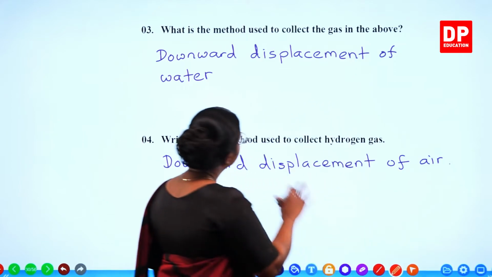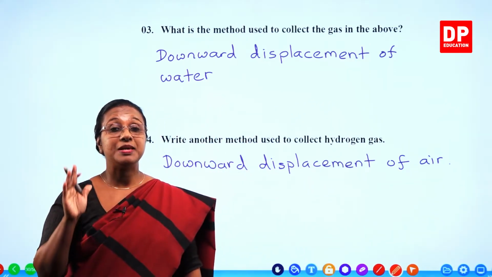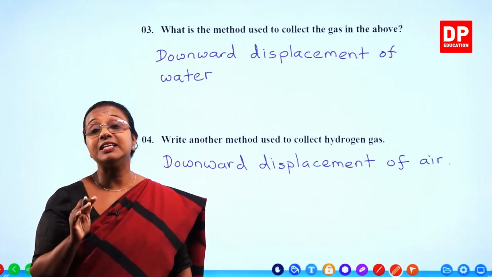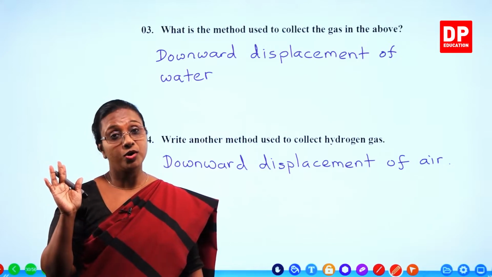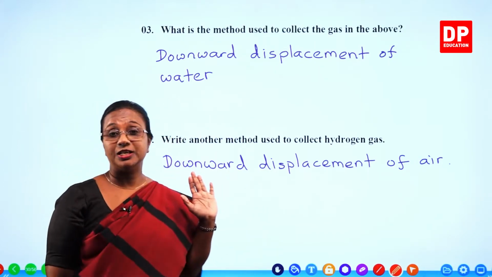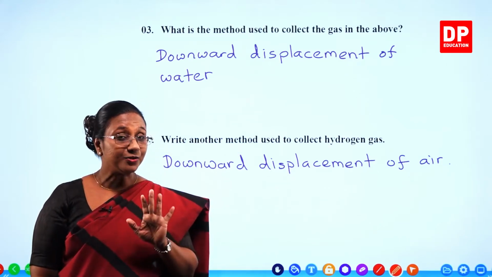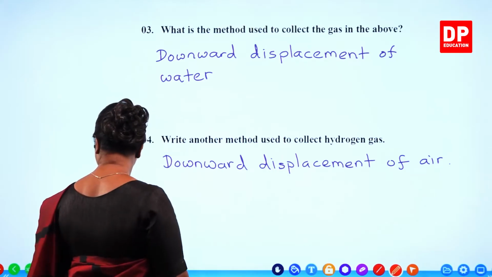Air. So here both are downward displacement. Why? Because hydrogen is the lightest gas. It is lighter than air, it is lighter than water. So downward displacement of water, downward displacement of air. Is that okay, students? So then we'll move on to the next slide.